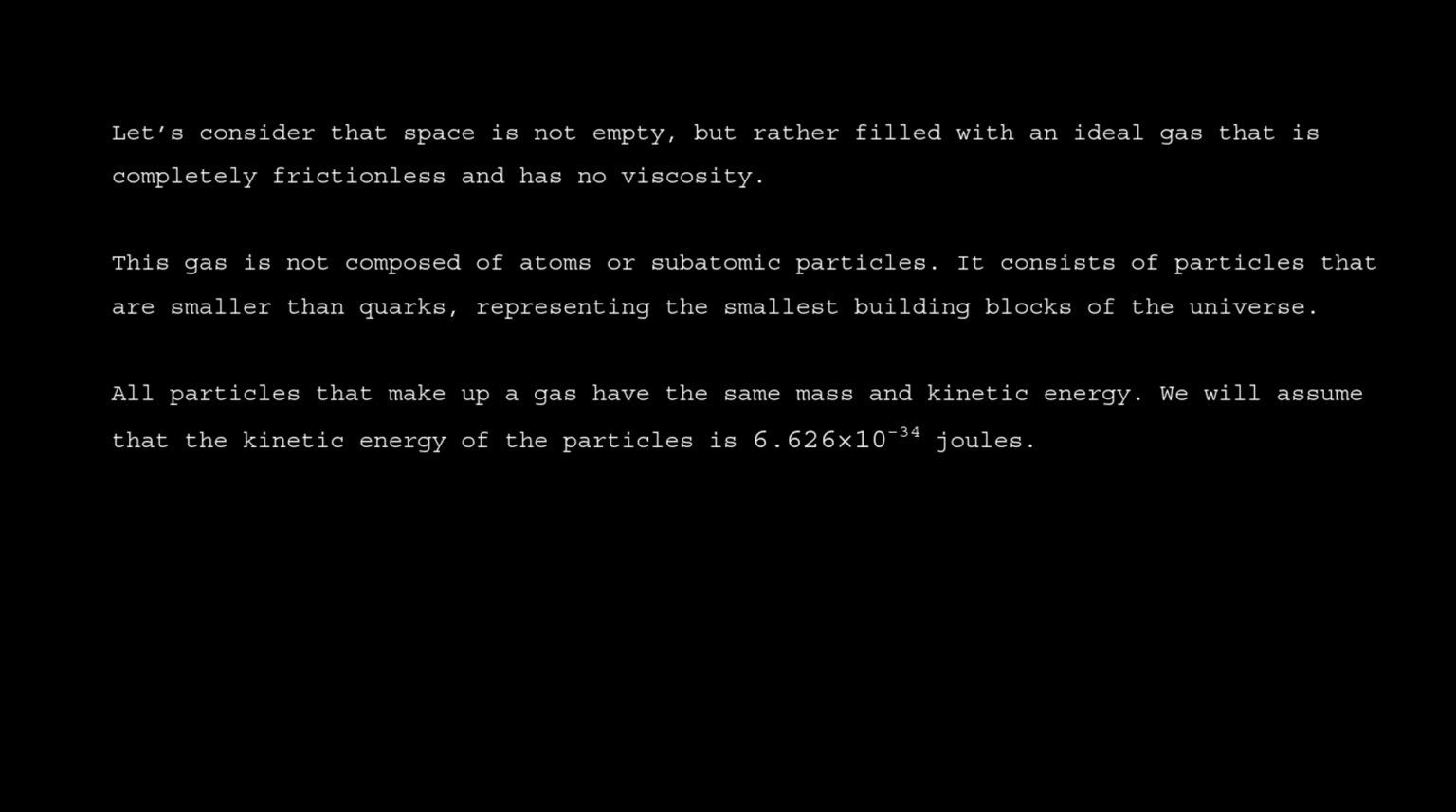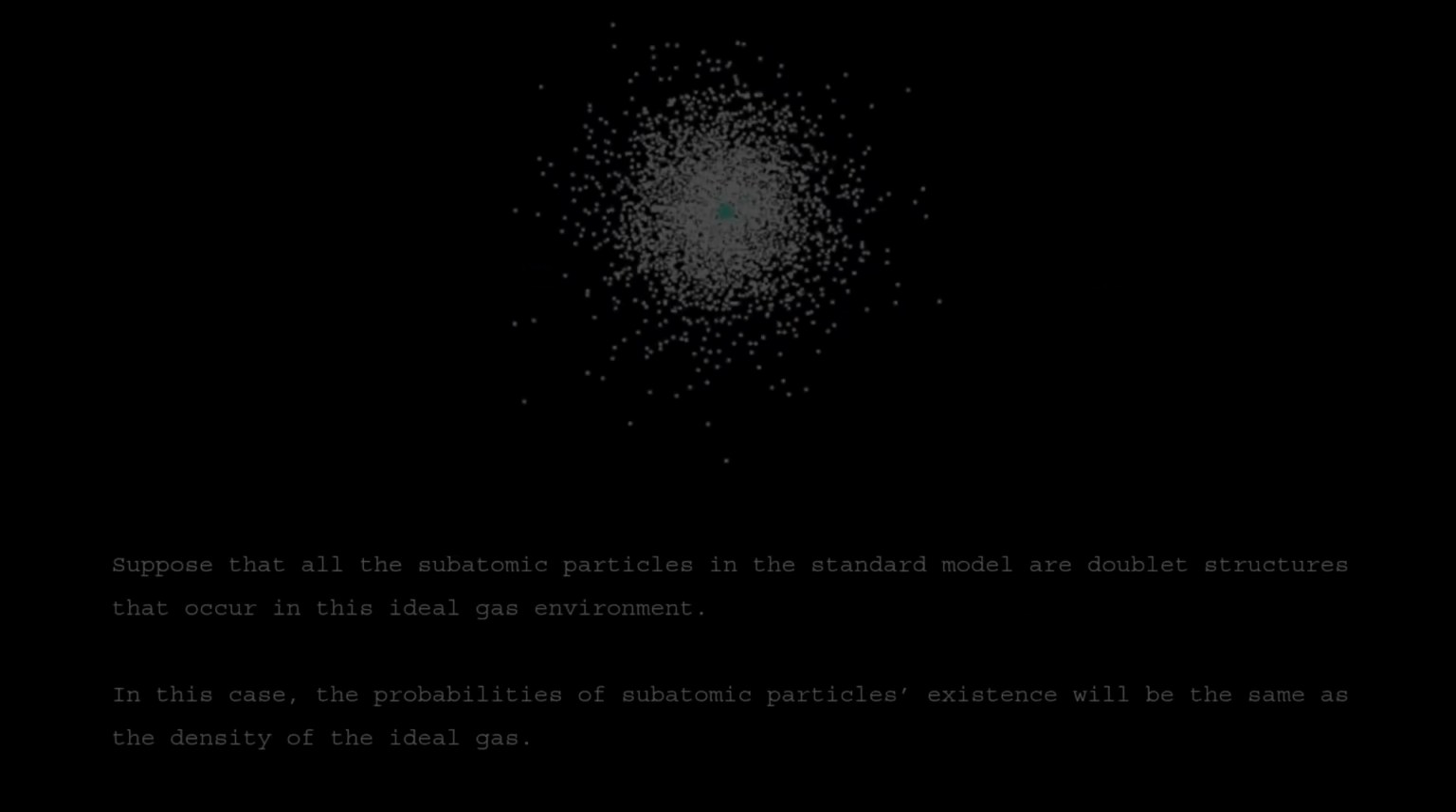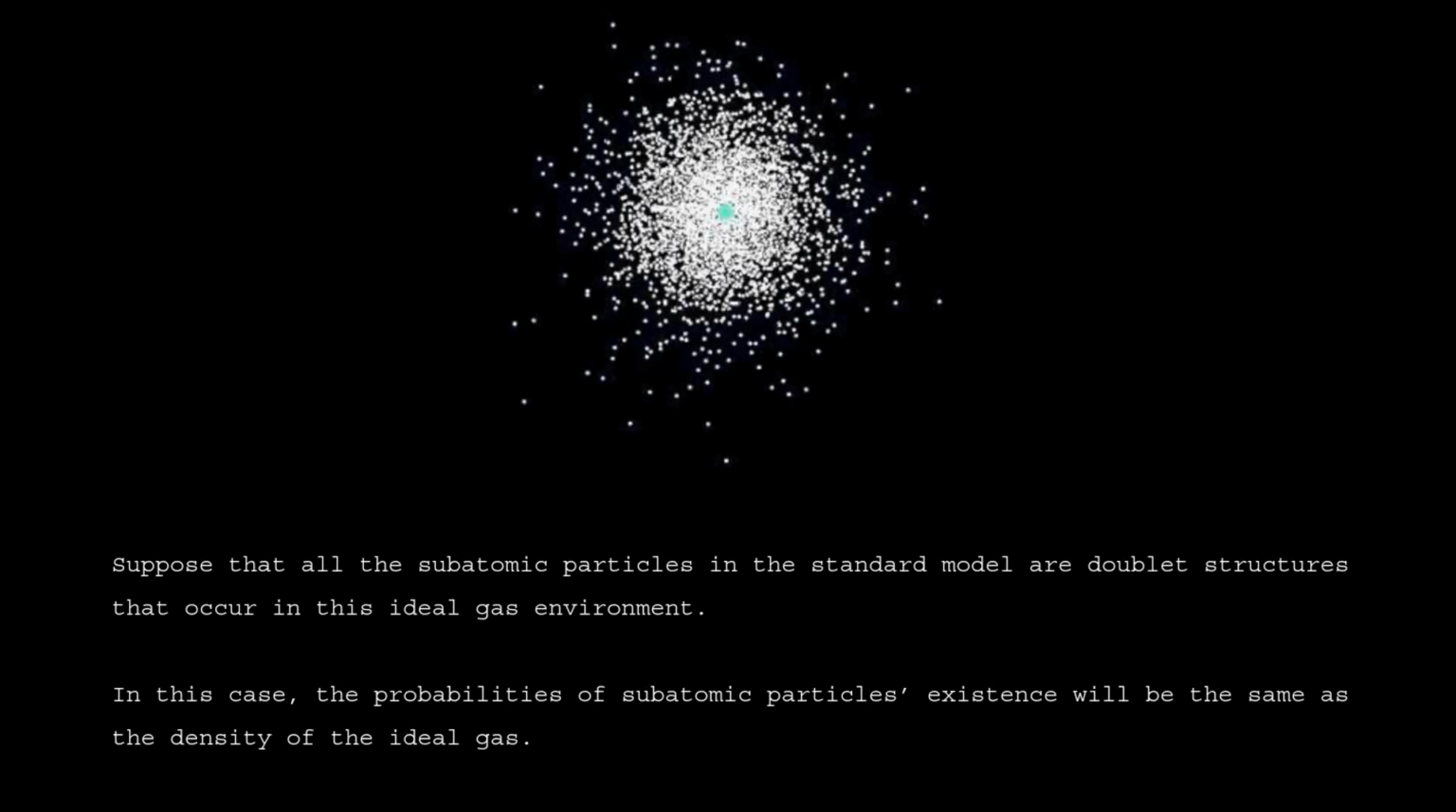We will assume that the kinetic energy of the particles is 6.626 times 10 to the power of negative 34 joules. In fact, we will consider that Planck's constant is a value that gives the kinetic energy of the one particle that makes up the ideal gas. This value represents the smallest unit of energy in the universe, meaning it is the kinetic energy of a single particle that constitutes the ideal gas. Suppose that all the subatomic particles in the Standard Model are doublet structures that occur in this ideal gas environment. In this case, the probabilities of subatomic particles' existence will be the same as the density of the ideal gas.